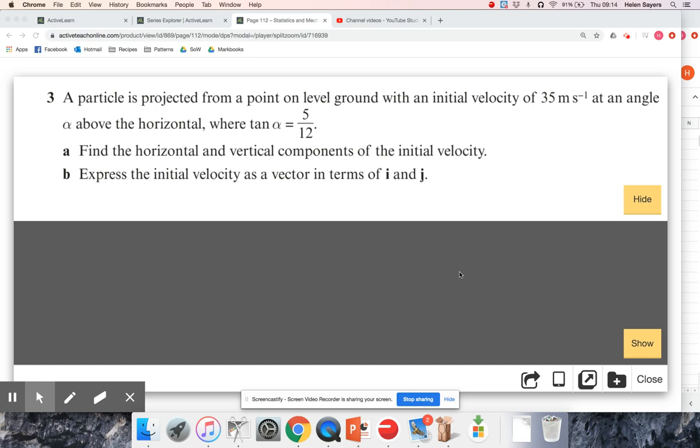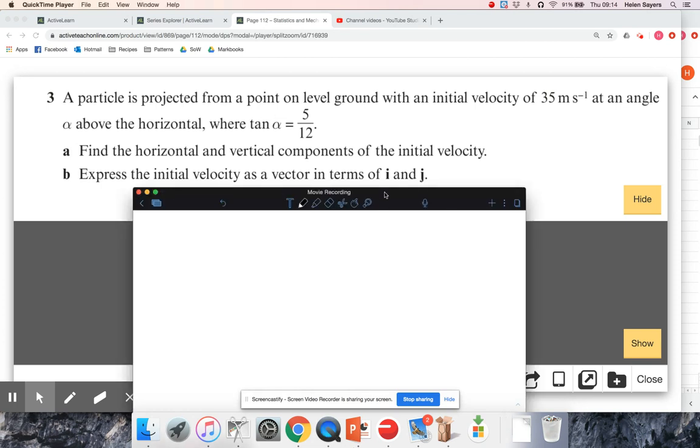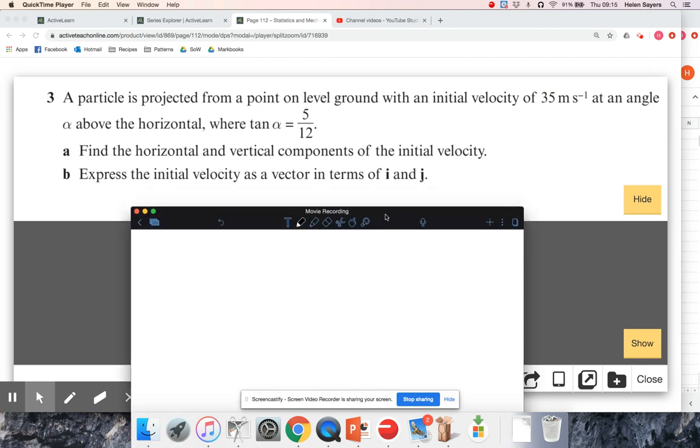Okay, so we're looking at the second year Stats and Mechanics textbook. We're on chapter 6, which is projectiles, and we're looking at exercise 6b, which is finding vertical and horizontal components of the velocity. Okay, so we have got a particle on level ground that's being projected. And this differs from question 1 in that it doesn't actually give us the value of the angle.